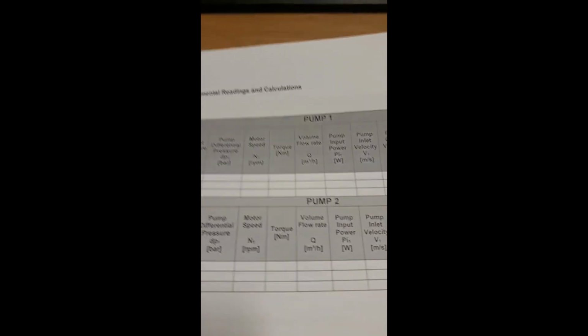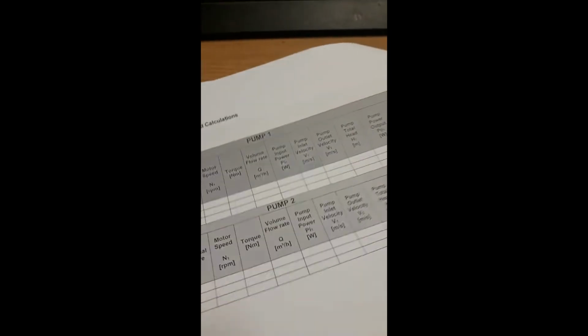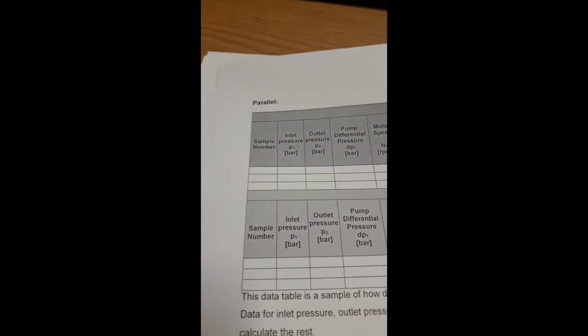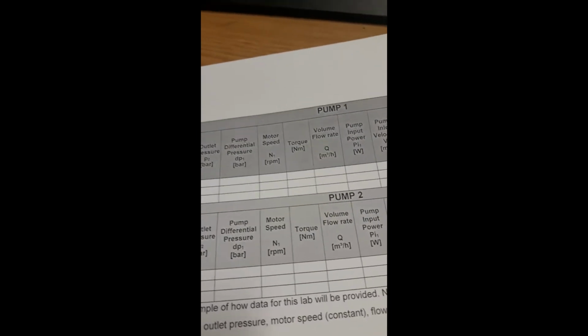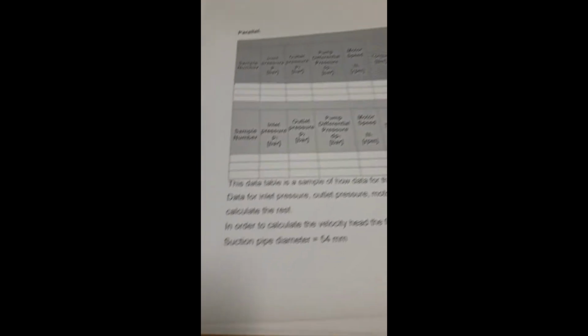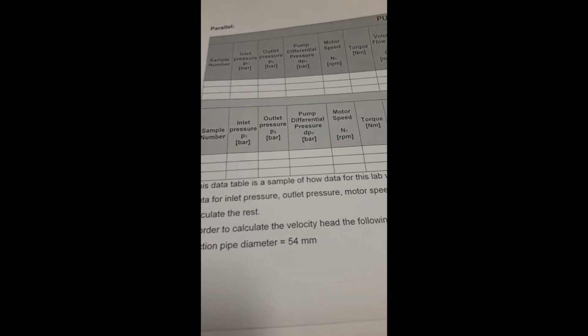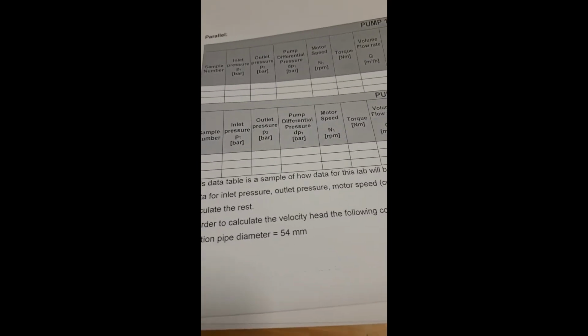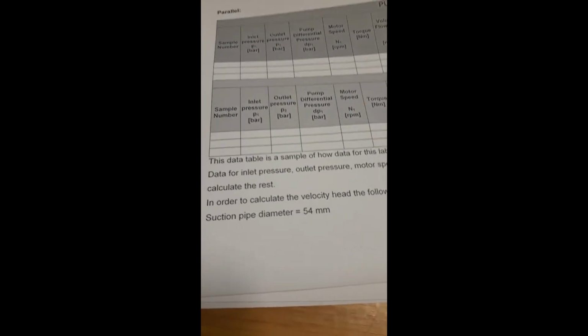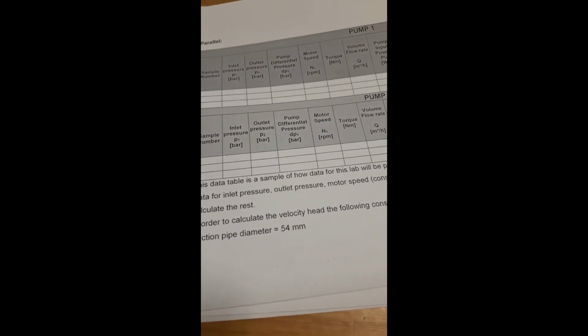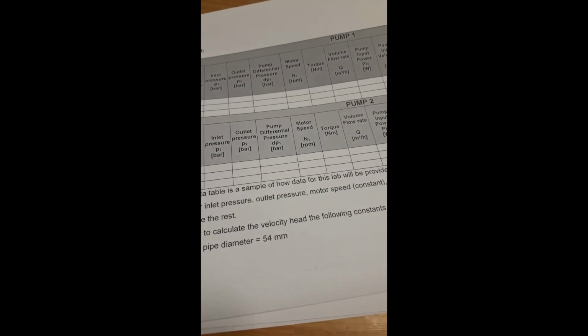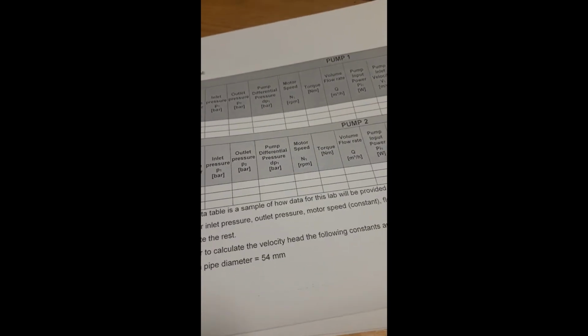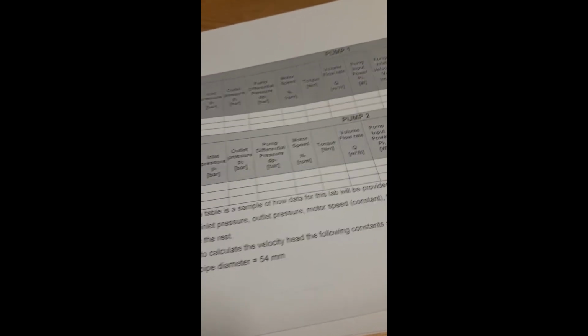Alright, next is what the data is going to look like. First sample is a series, so you will have data for pump number 1 and for pump number 2, and similarly you will have data for pumps when it's connected in parallel, again for pump 1 and for pump number 2. Here at the bottom is a description of what data you will receive and which data you need to calculate, and there's some constants that you need to consider to do the calculations. Next video, let's have a look at the equipment.